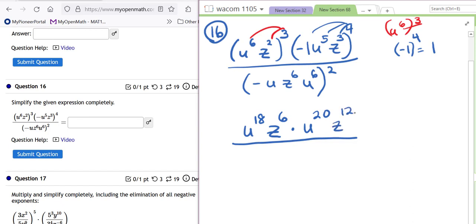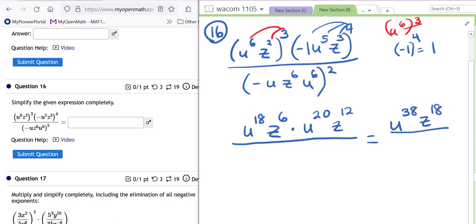All right? And let's just put those together on that numerator. Right, now they're straight across, so your exponents are going to add. So for my u's, I should get 38. For my z's, I should get 18.